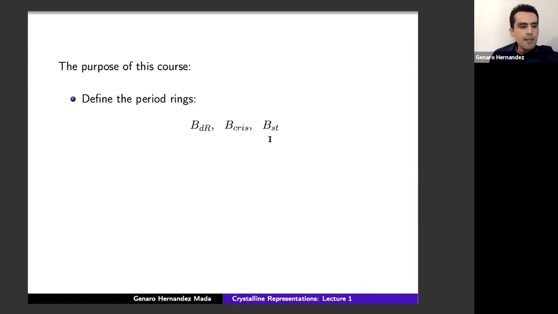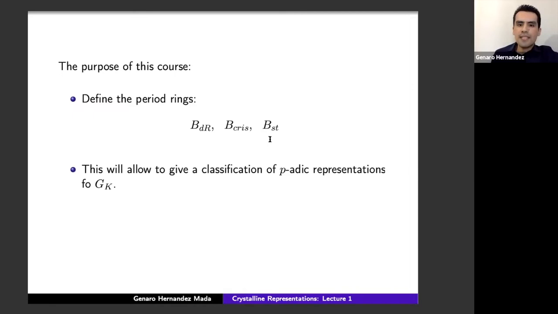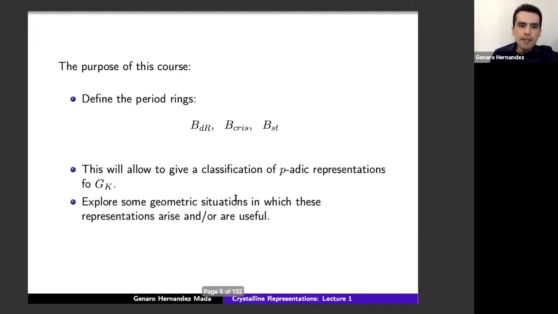We will see that this will allow us to give a classification of p-adic representations of G_K, where G_K is the absolute Galois group of a p-adic field. So I'm mainly interested in the p-adic field case, okay? Finally, we are going to explore some geometric situations in which these representations are useful.